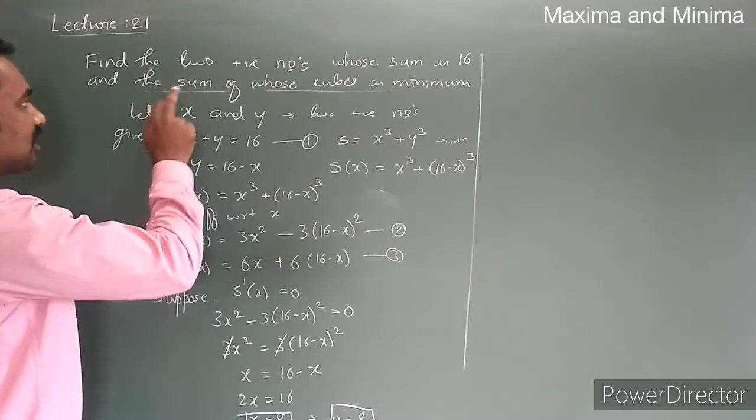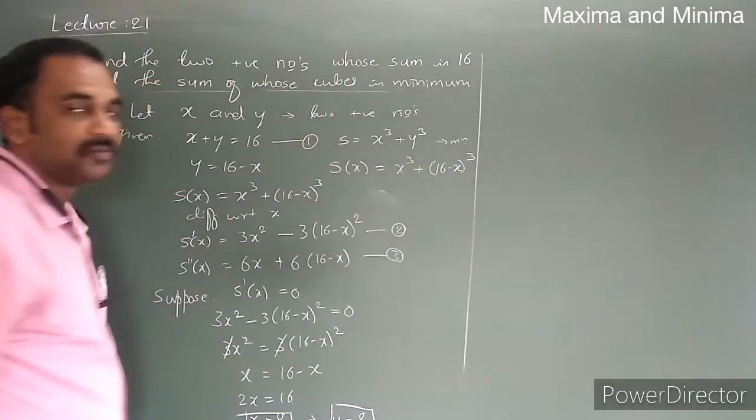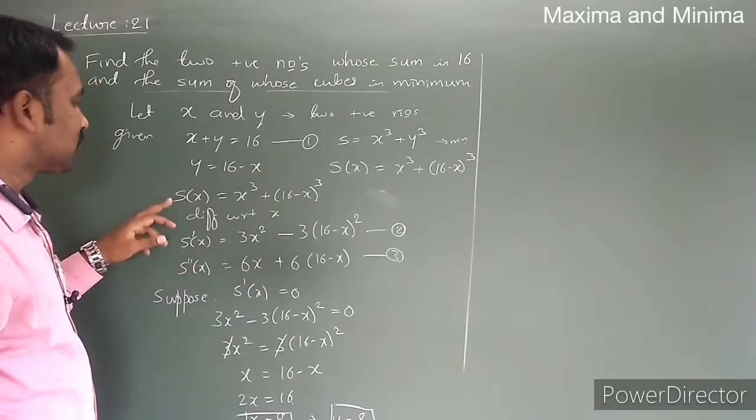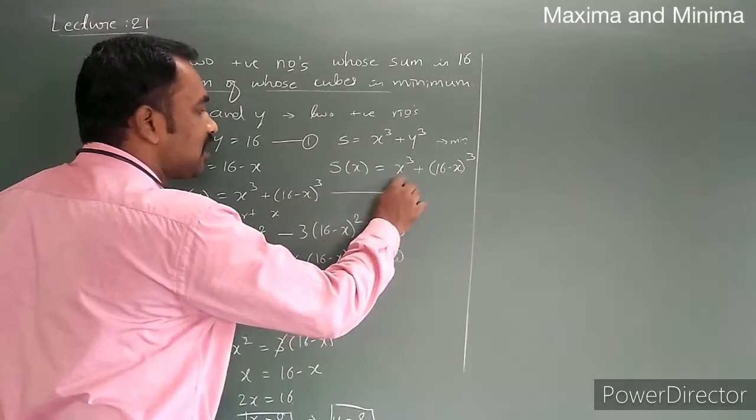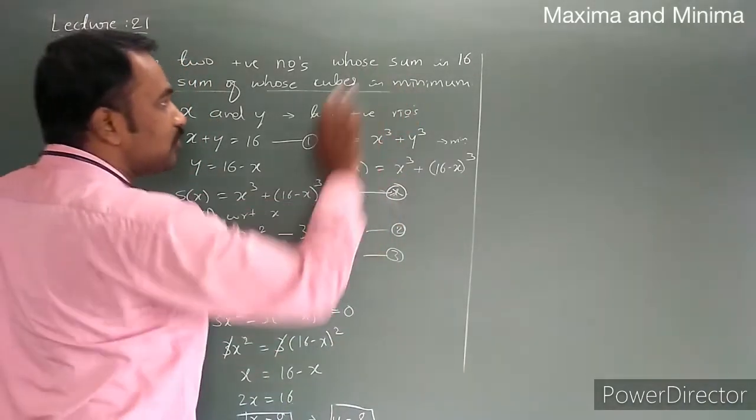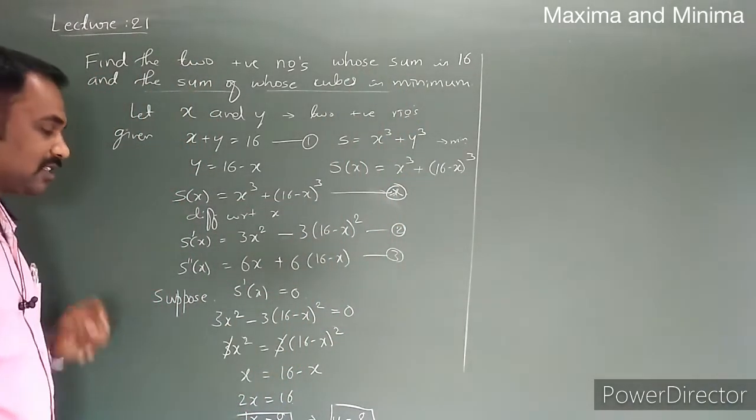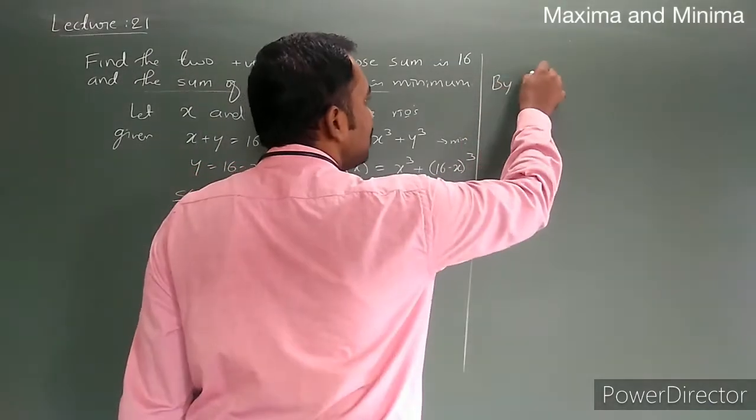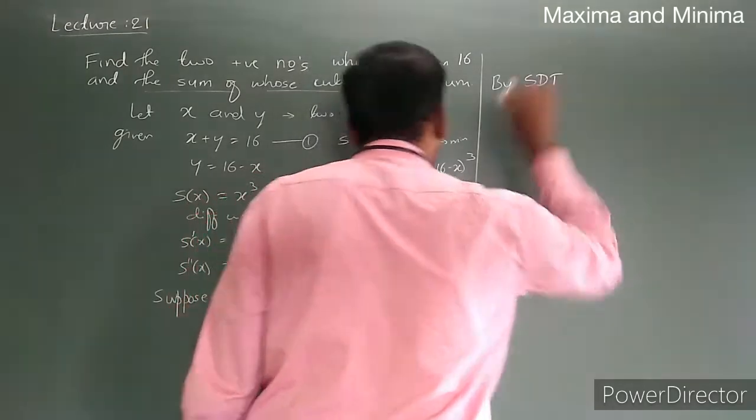And the second condition is that the sum of whose cubes is minimum. We don't know, so we cannot say that directly. That's why we have to check the equation star, whether it is a minimum. How to minimize it? I am just going to use the second derivative test.